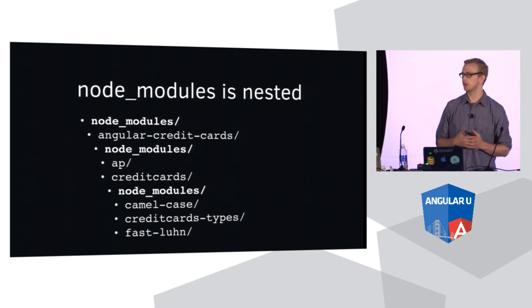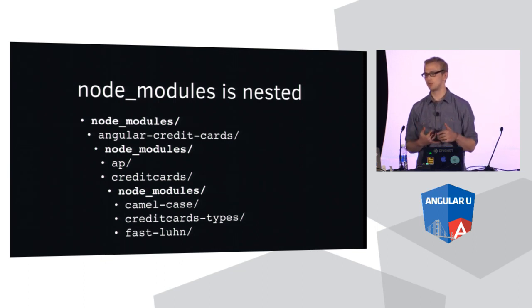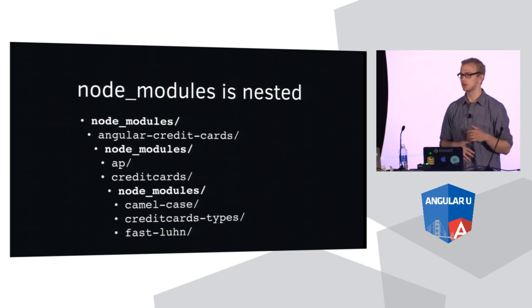So here's an example of a node_modules folder with a module that I wrote in there called angular-credit-cards. Angular Credit Cards is actually just a super lightweight set of directive bindings on top of credit-cards, which actually does all of the business logic work. Underneath there is a simple module for camel casing, a module for type-specific work on credit cards, and a module for the Luhn algorithm. All of this stuff is done for you automatically when you npm install angular-credit-cards. The rest of the structure is created automatically.